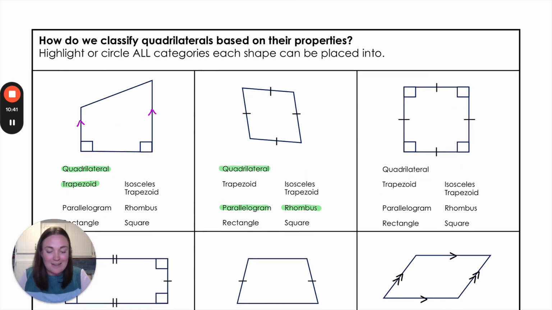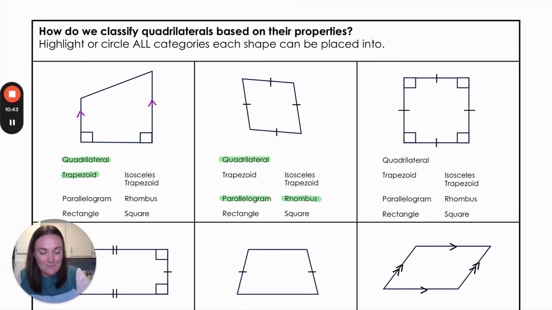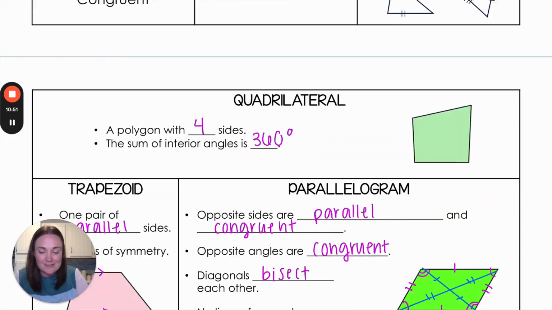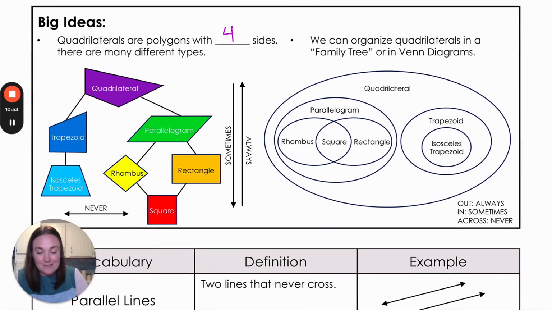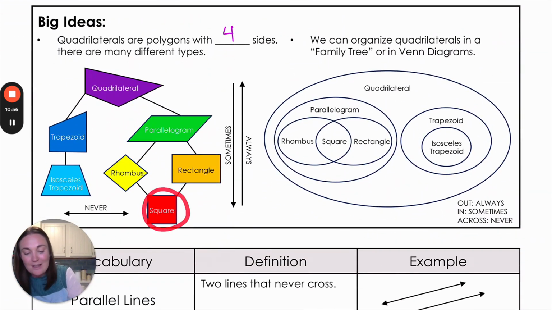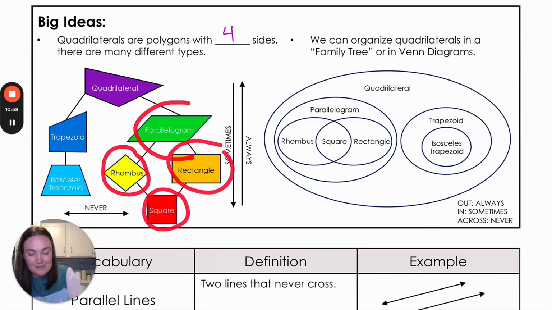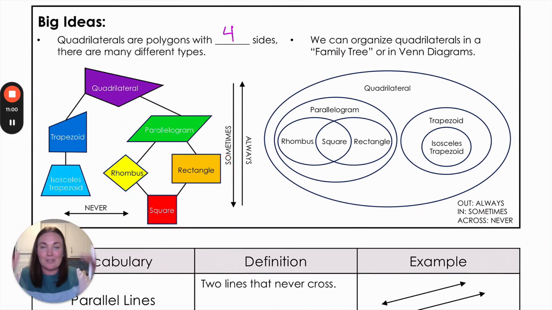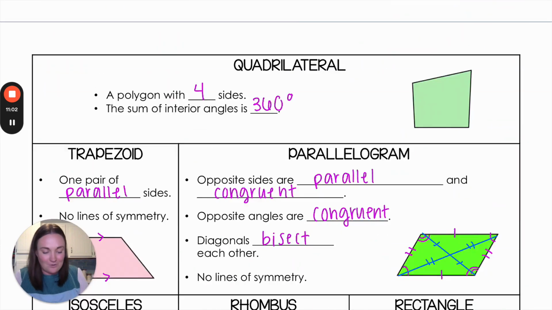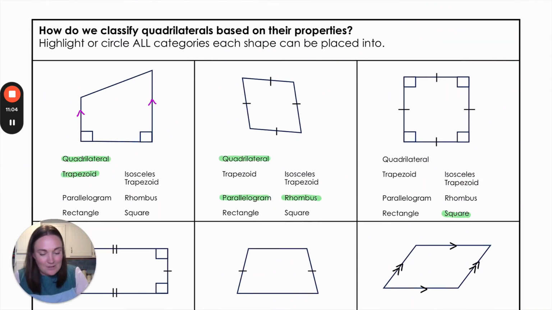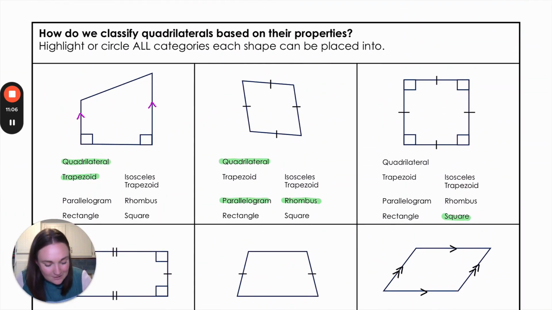All right, next up we've got a square, right? We've got the 4 equal sides, the 4 90-degree angles, right? So we know that this is a square. Now let's take a look at the family tree one last time, because this one has all of them, right? A square is also a rhombus, a rectangle, a parallelogram, and a quadrilateral. So everything above it is also true. So let's highlight all of those. A square is a rectangle, a rhombus, a parallelogram, and a quadrilateral.